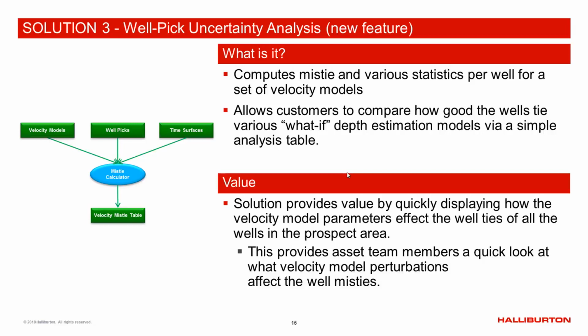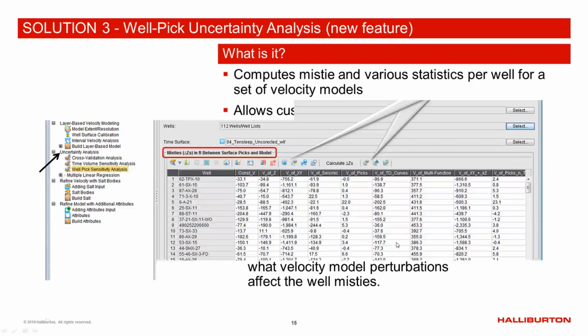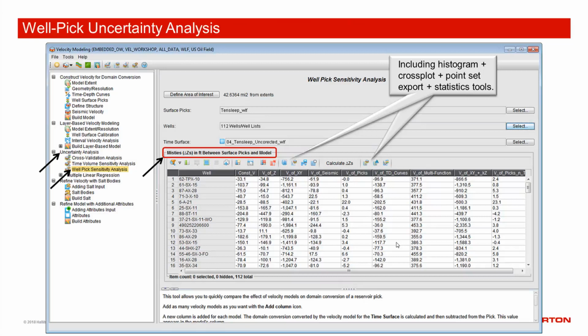So we're going to look at a big set of velocity models and see how different parameters in the velocity models affect the well ties for our reservoir horizons, say. So let's take a peek at what that looks like.